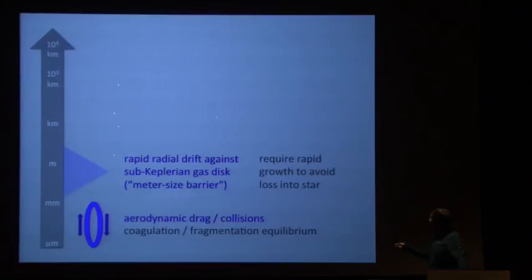towards the star. And so one way or another, we require quite rapid growth through this sort of size regime in order to avoid really losing all of the solid material into the star. So that's a very simple effect, been known about for a very long time.